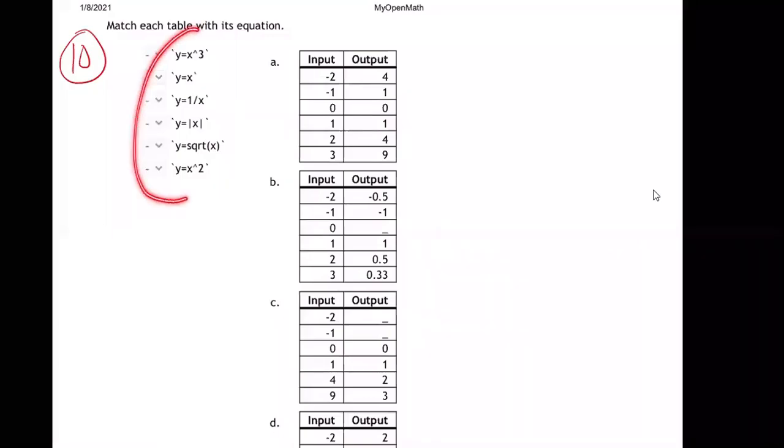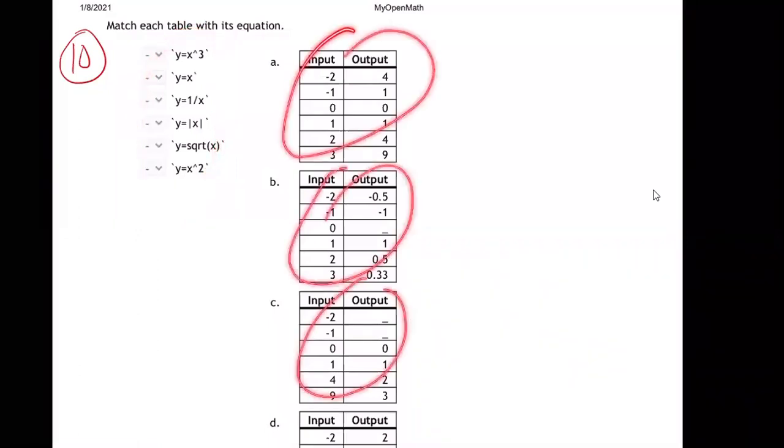So they're giving us a bunch of equations, and then they're giving us input-output tables over here, and they want us to mix and match and find out which one is which one. How do we do that? Well, what I would suggest is just trying them out, one at a time.